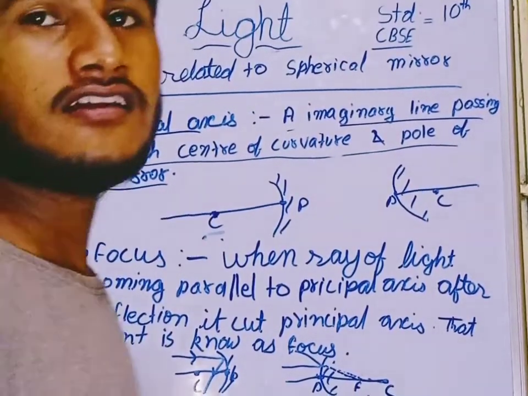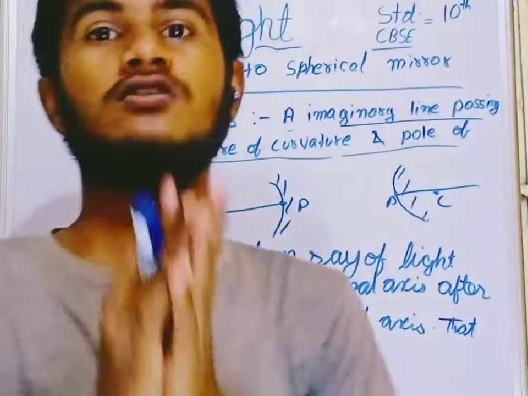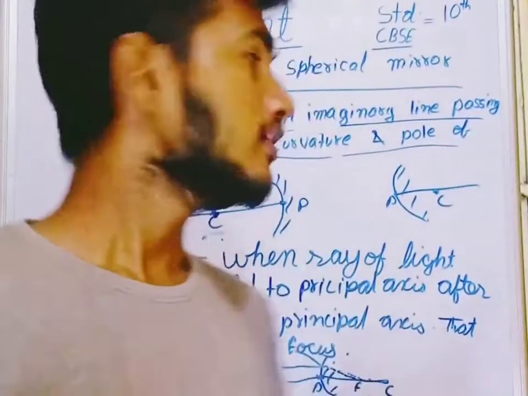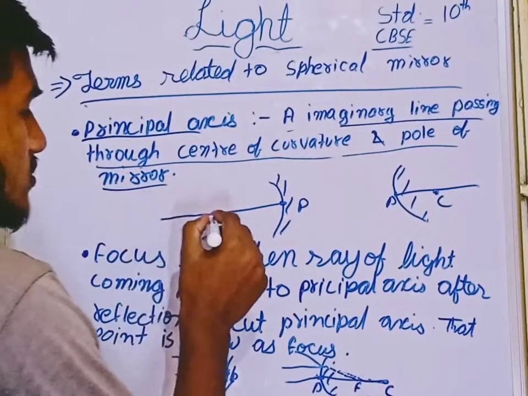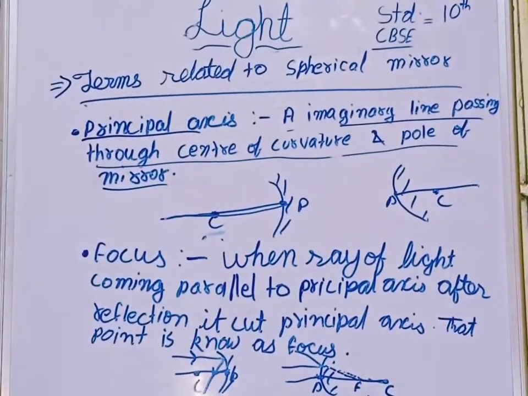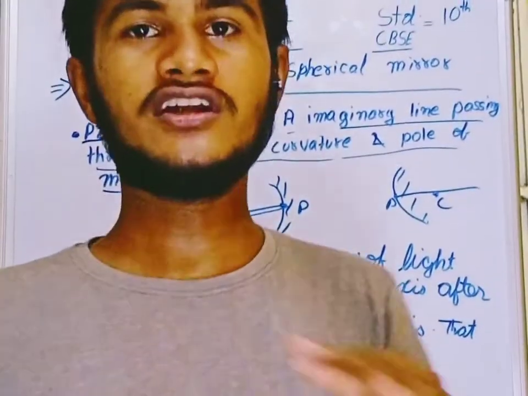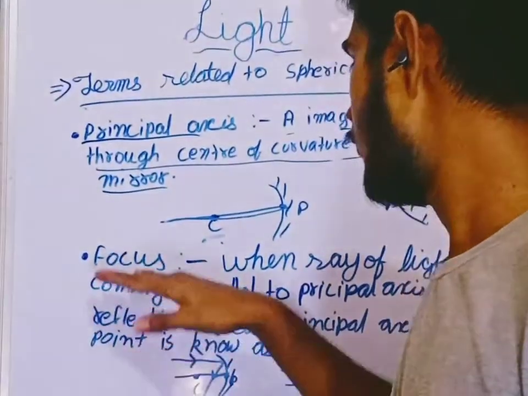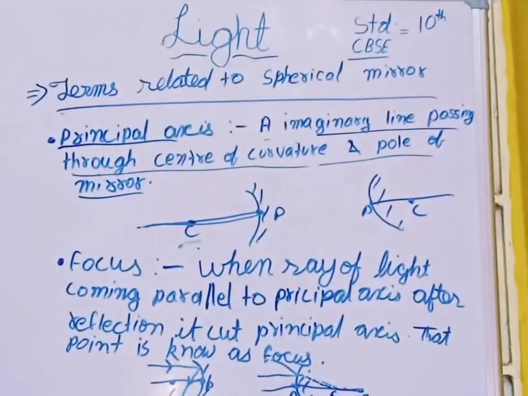An imaginary line means an invisible line that is assumed by us. The imaginary line passing through center of curvature and pole of mirror is known as principal axis. I think you are capable of getting me. Okay. Focus. It is a very interesting topic.